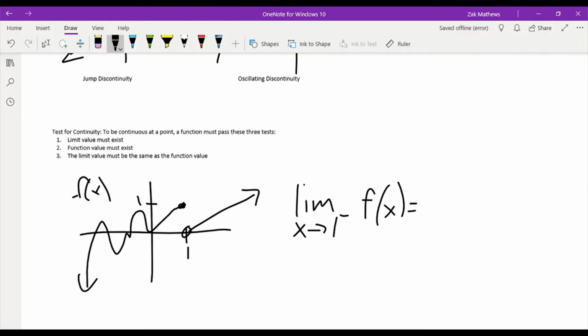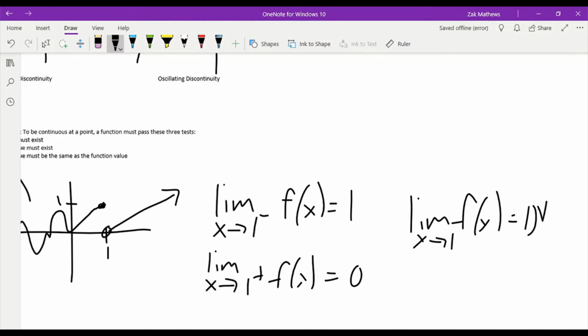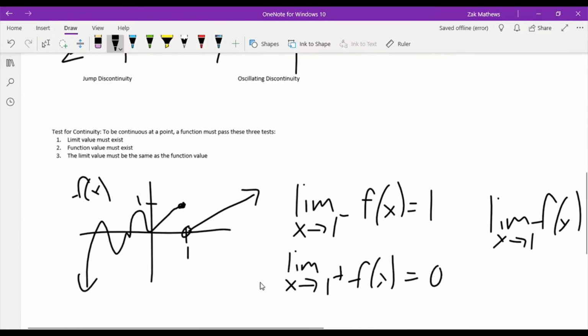well, that limit would be equal to 1. The limit as x goes to 1 from the right, well, that's equal to 0. And so the limit as x approaches 1 of our function does not exist. So this would be the level of formality I want to see when we are showing whether a function is continuous at a point or not. We not only say the limit doesn't exist, but we're showing why that two-sided limit doesn't exist.